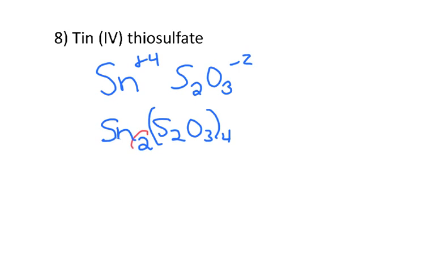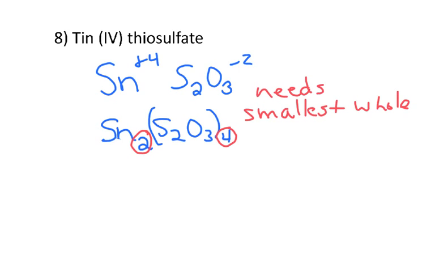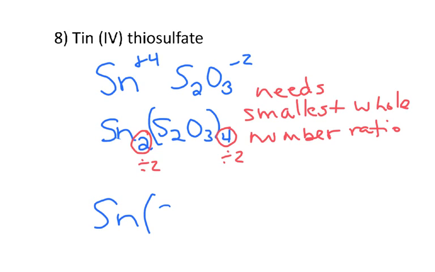Now, notice this, we have a 2 and a 4. And you know ionic compounds have to have the smallest whole number ratio. So we're just going to divide everything by 2. We get Sn, which brings it down to 1, and S2O3, 2. Just like if it was tin oxide or tin sulfide. Same thing.